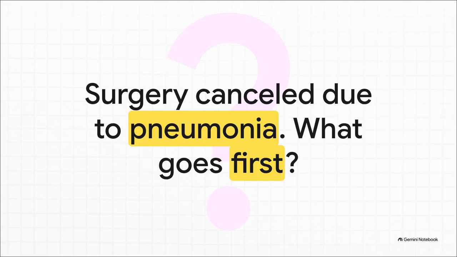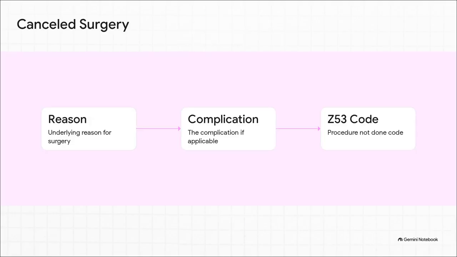So what gets sequenced first on this claim? Is it the complication, the reason for the surgery, the cancellation code? Take a second and really think about it. So, the crucial point here is this strict 3-step sequencing staircase mandated by CMS guidelines. First up, you must always sequence the underlying reason for the surgery as your primary diagnosis. This is the whole reason they came in. Second, you sequence the complication that actually caused the cancellation. And third, you bring up the rear with the appropriate Z53 code. That's the code that officially tells the payer, hey, this procedure wasn't done.